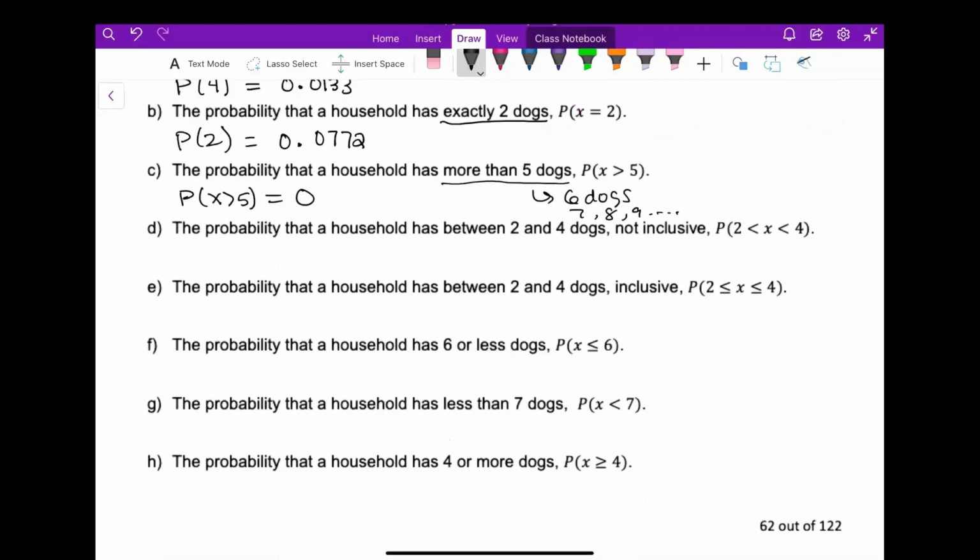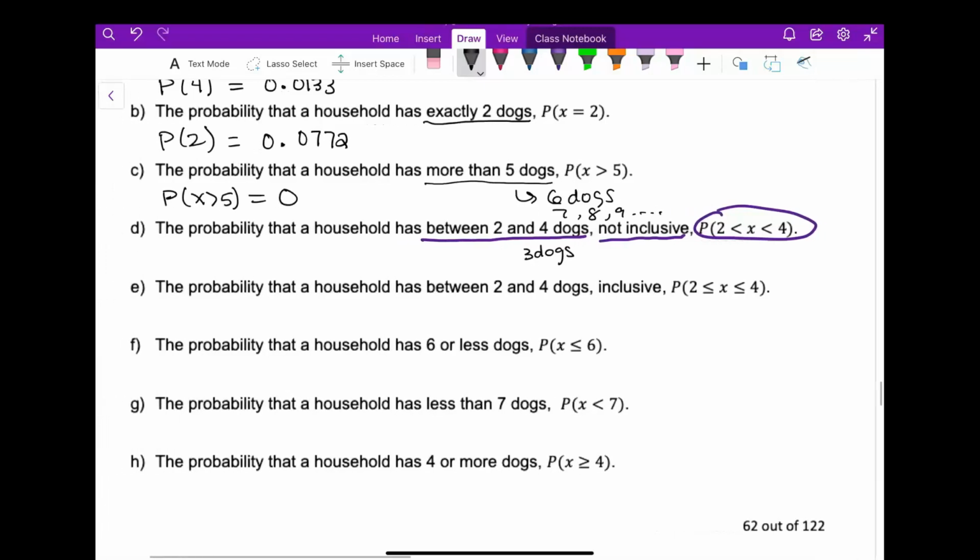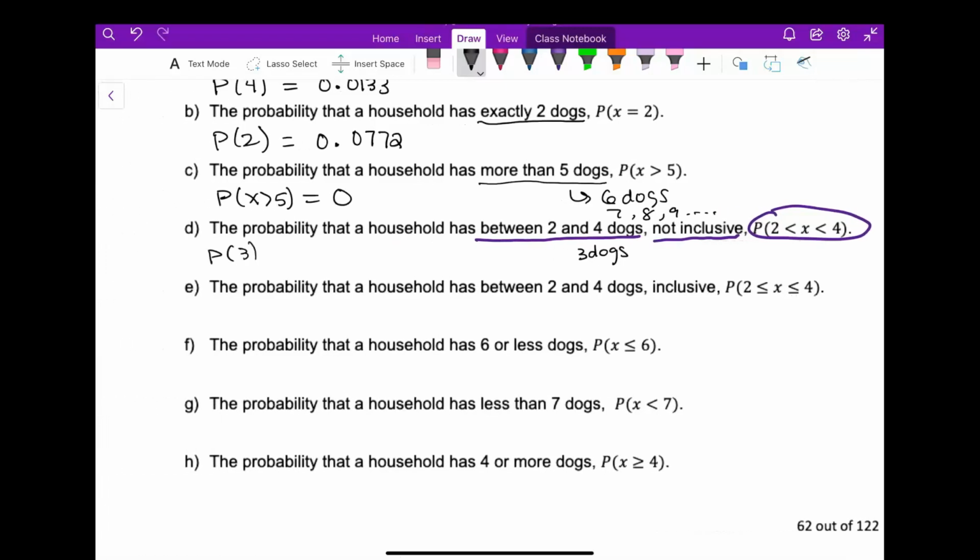Let's try D. The probability that a household has between 2 and 4 dogs, not inclusive. This is important. Remember that the words are the same as this. So if you'd rather look at math, the mathematical statement, look at this part. If you'd rather look at the sentence, then look at the sentence. Not inclusive. It does not include the 2 and does not include the 4. So what is between 2 and 4? 3 dogs. The probability of 3.